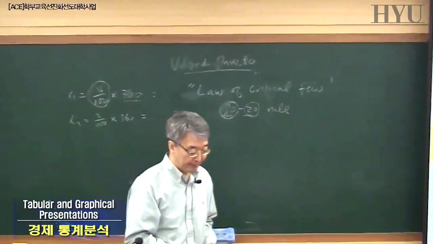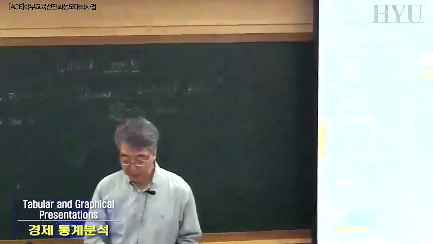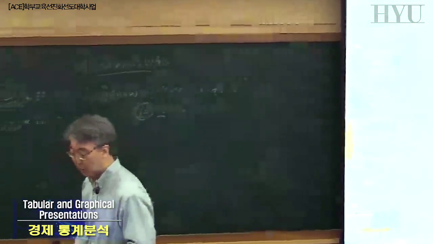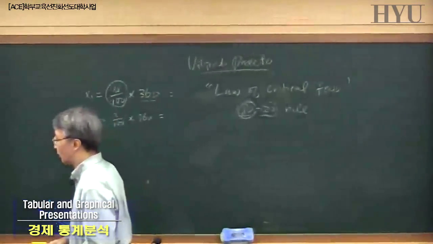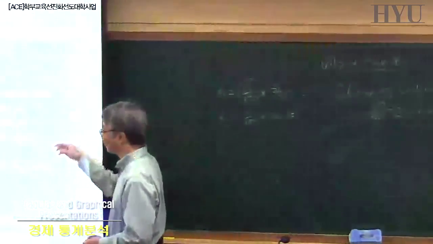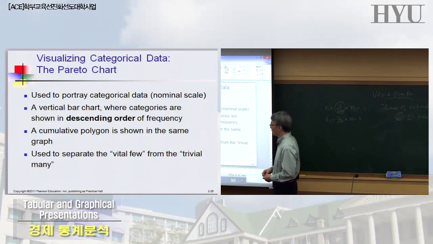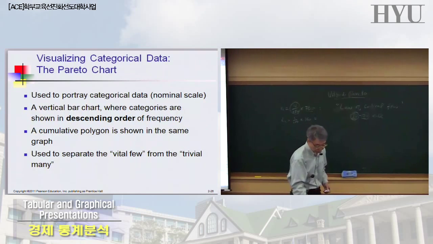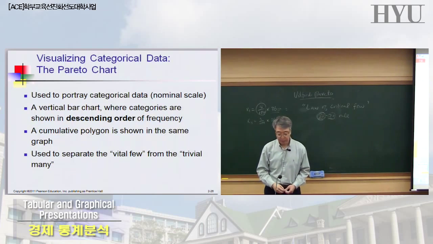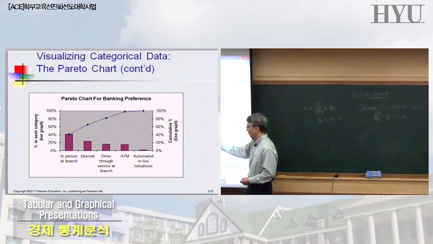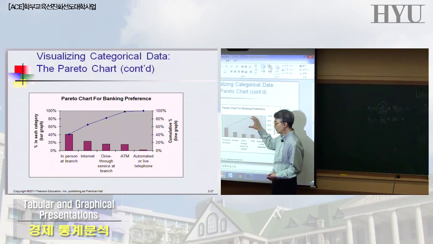So the Pareto chart, as we call it, deals with categorical data, in nominal scale. And a Pareto chart is a combination. Let me show you this first. It's a combination of a bar chart and a line chart together.